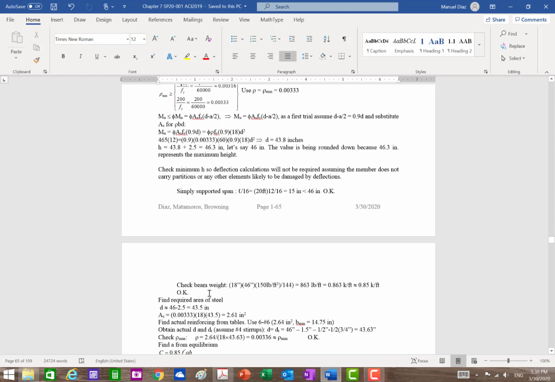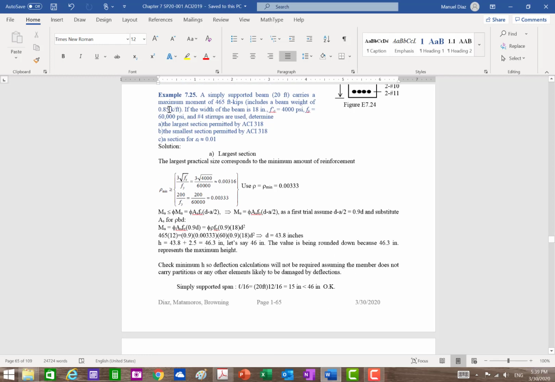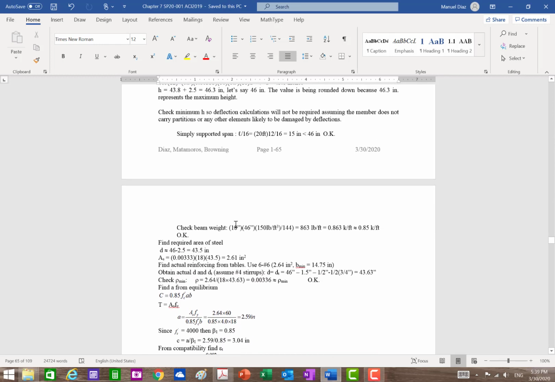I'm going to check my beam weight, and I got 0.863. Well, my value is 0.85. That was the assumed value, so we're close, really. So we don't need to worry about that, right? Now if you have a big difference, you just redo the calculation one more time with a new weight, okay? But that's all.